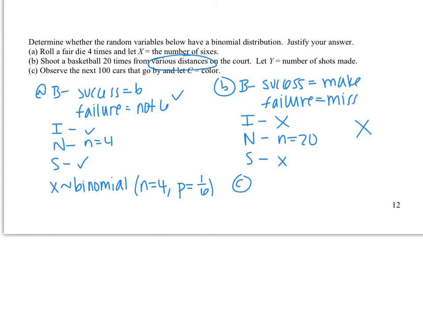Part C, observe the next 100 cars that go by and let C equal color. So is this binomial? No. Is this binary? No, it is not. If I'm looking at color, there's more than 2 different colors. Furthermore, this is not discrete. It's not numeric data. So this would not be binomial.